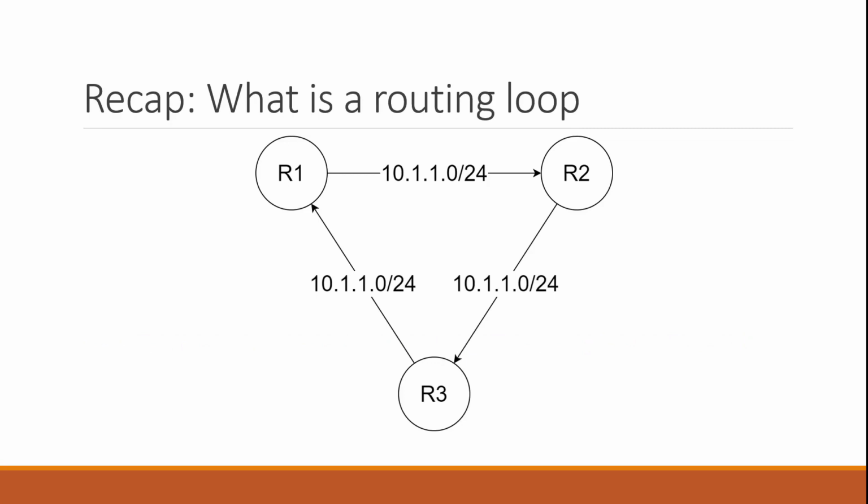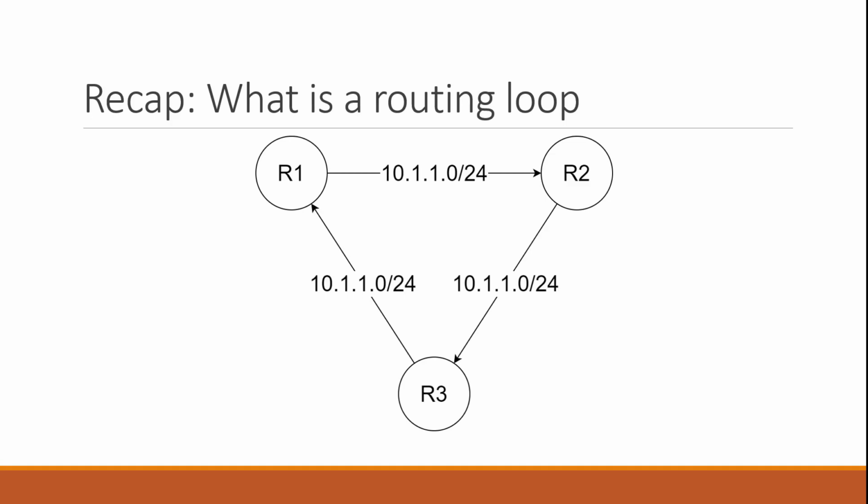In this diagram, R1 knows about some network 10.1.1.0/24. Maybe it's directly connected, or maybe it's learned from another routing protocol. In any case, it advertises that network to R3, who then re-advertises the network to R2, who then re-advertises the network back to R1. The arrows in this picture indicate where each route on each router is pointing. So R3 has a route pointing to R1, R2 has a route pointing to R3, and R1 has the route locally, but also has a route pointing to R2.